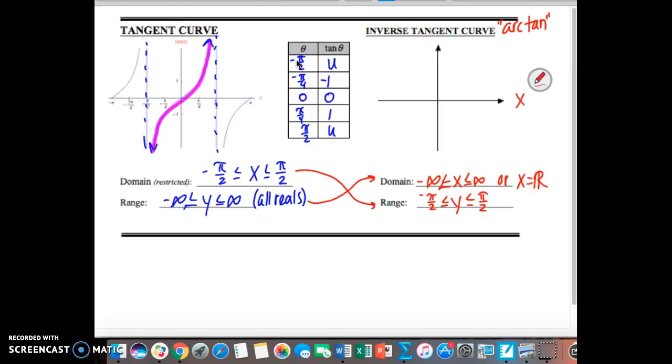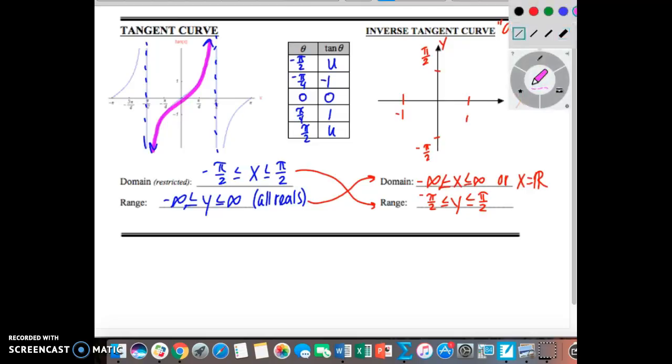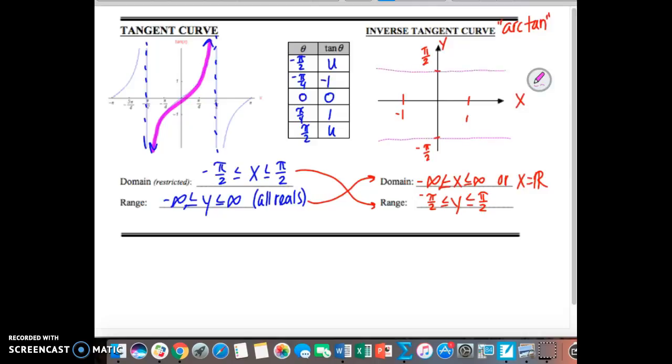So on our x-axis, we will label point -1 and label a point +1. And on our y-axis, we just need -pi/2 and +pi/2 labeled. And at -pi/2, we're going to have an asymptote, and at +pi/2, we're going to have an asymptote. But notice these are horizontal asymptotes as opposed to vertical asymptotes.